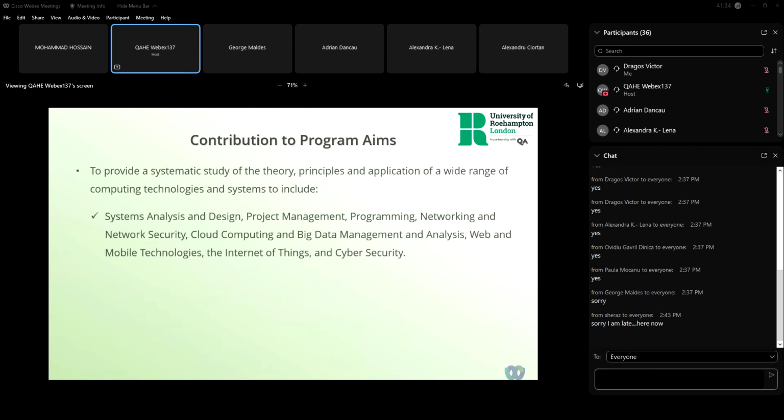So the dissertation is a systematic study of theory, principles, and application of various subject areas which relate to computing with the intention of solving a particular problem. And you could see here that you could choose the specific area to be any of those, if not many more, right? You may choose, for example, to work on artificial intelligence or on IoT or on algorithms or on whatever it is, networks, cybersecurity, project management, whatever it is. You choose the area, right?